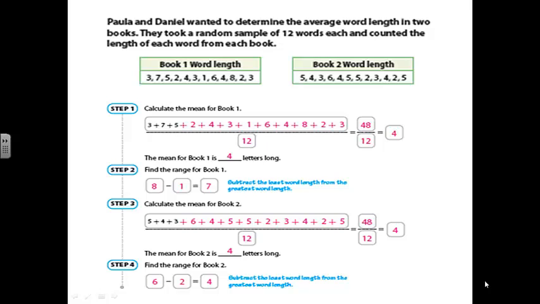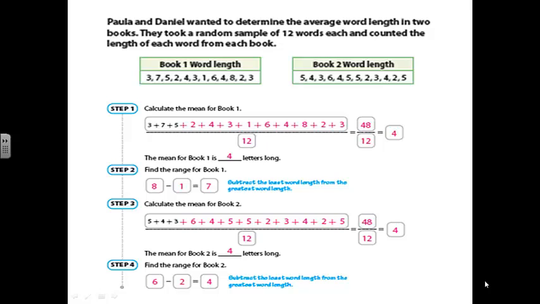4 letters long. So if we looked at the range of the number of letters in the words, our biggest number is an 8. Our smallest number is a 1. So we would subtract the smallest word length from the largest, and we would get how long the words would be in between that. Now, we've done it for book 1, so we will do this again for book 2.